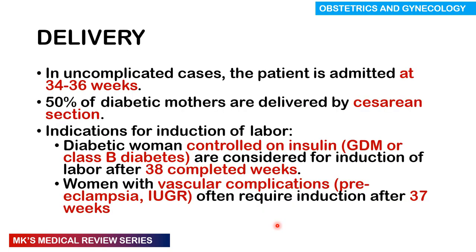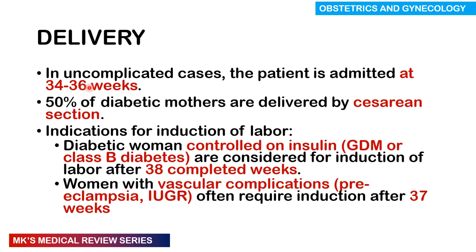So what about the delivery? In uncomplicated cases, we admit the patient at 34 to 36 weeks. 50% of the diabetic mothers are going to be delivered via C-section, but some of them are going to be delivered via normal vaginal delivery if they do not have any contraindication to normal vaginal delivery.